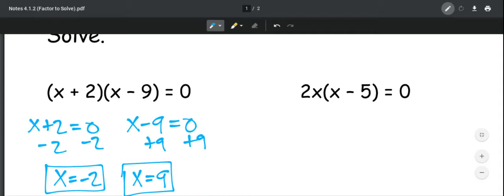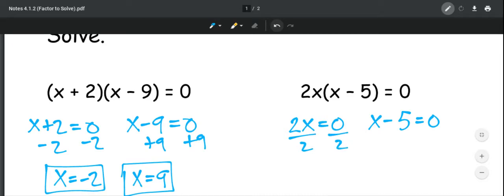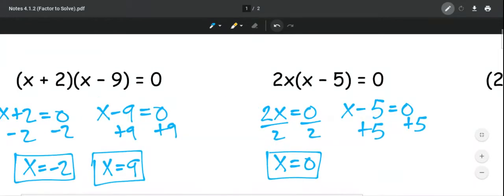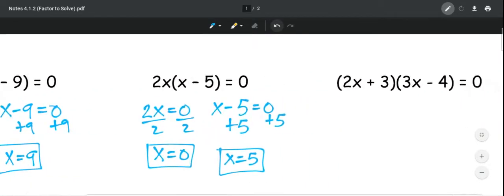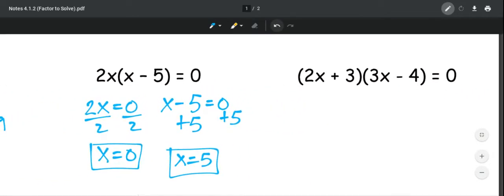When you get something that looks like this, 2x could be in parentheses, but it doesn't have to be. So 2x equals 0 and x minus 5 equals 0. So x is 0 and x is 5. Same difference when you have this, you just have a couple steps to solve instead of one.